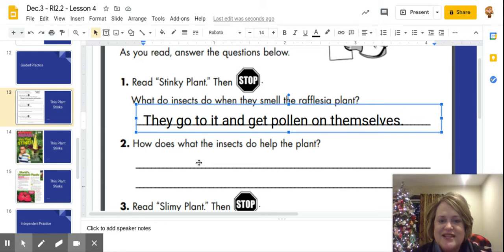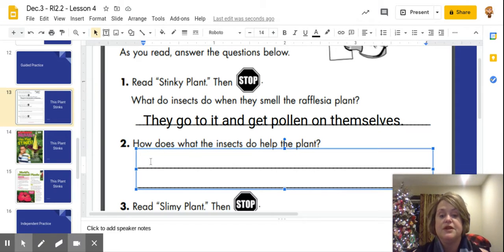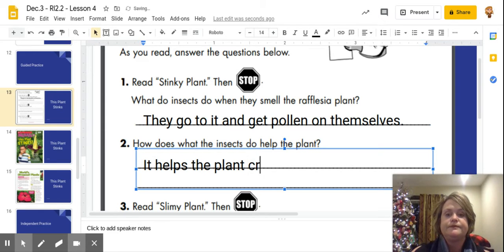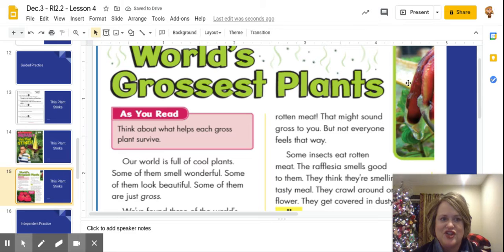How does what the insect do help the plant? Well, we learned that it pollinates the plant. It causes it to grow other seeds to make new plants. So, how are we going to write that? We're going to say it helps the plant create seeds. See? Can't get that S. Seeds. It helps the plant create seeds to make new plants. Awesome. So that is the end of that section.